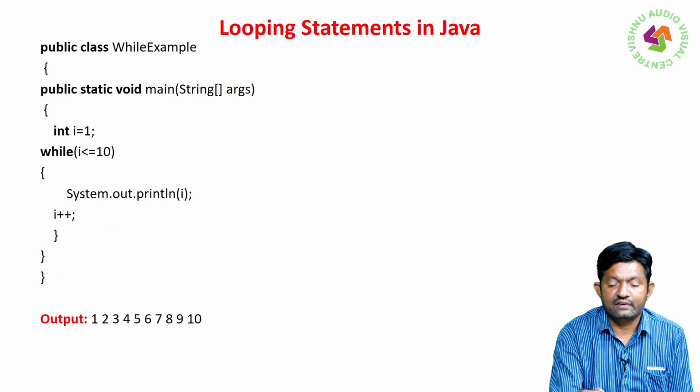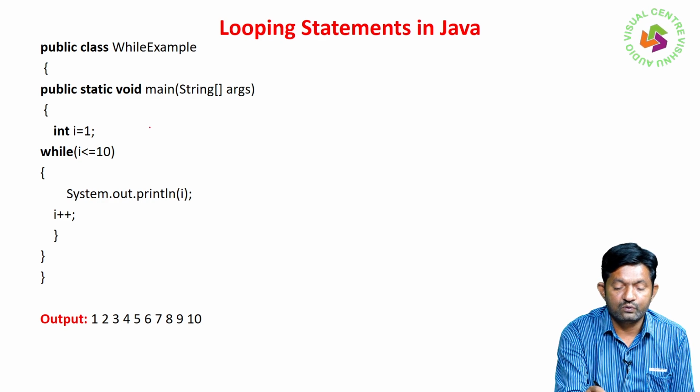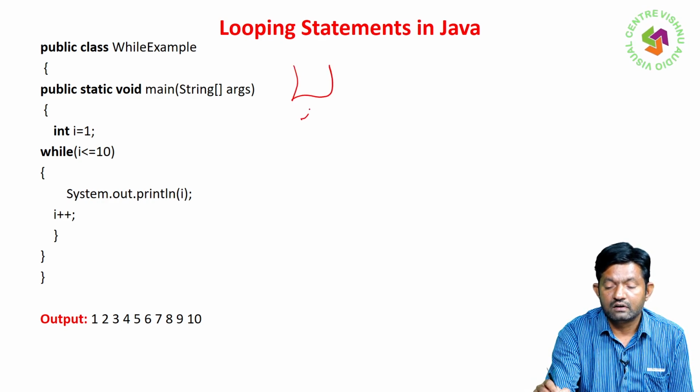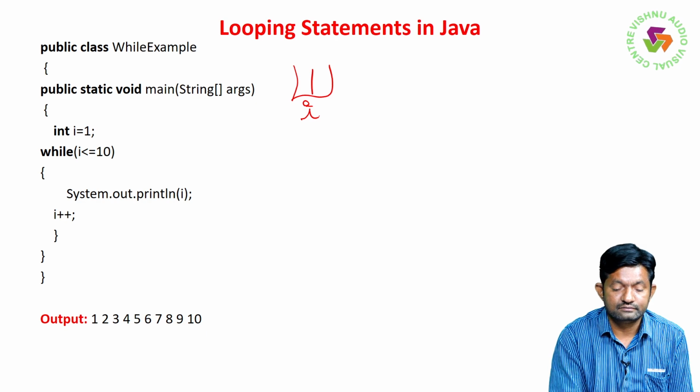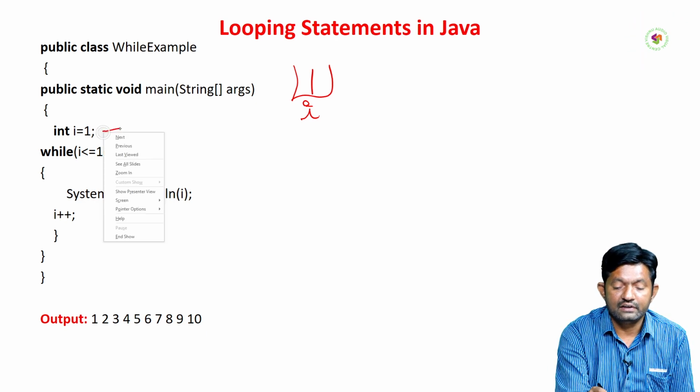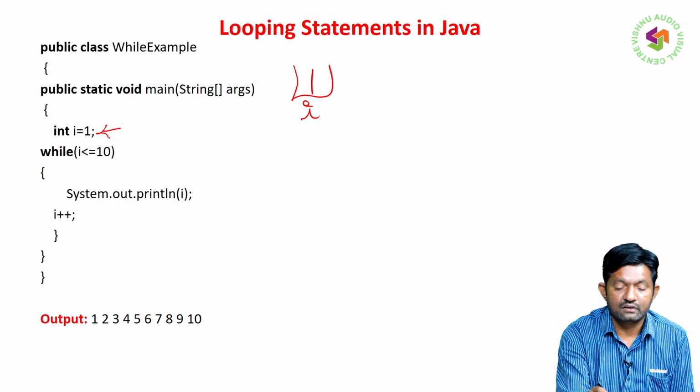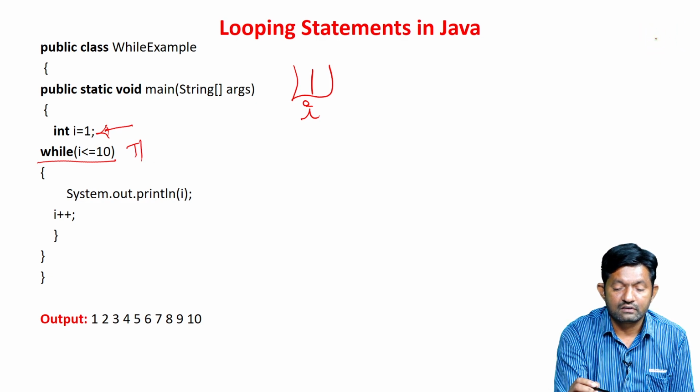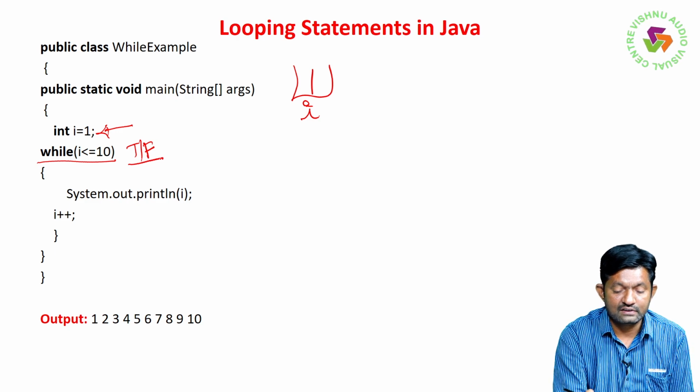So, public class WhileExample, public static void main(String[] args), int i is equal to 1. Here i is a variable with value 1, and it is called initialization. Then the while syntax: while, condition. The condition may be true or false.